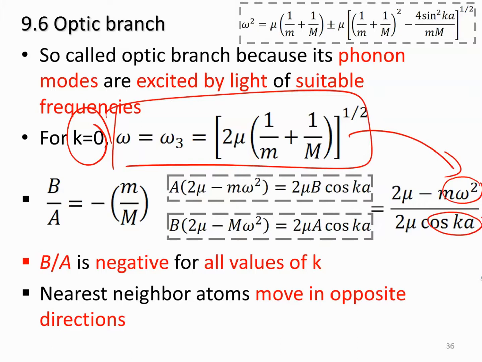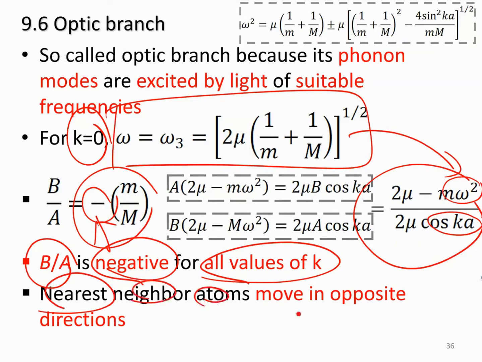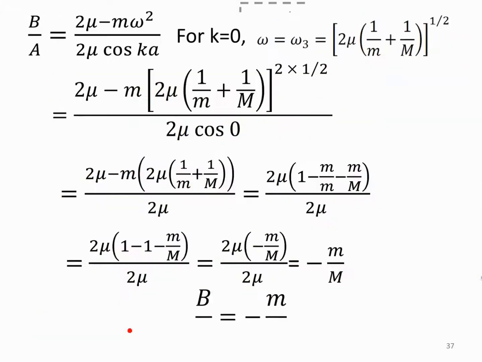Okay, then after you solve it, you'll get B over A. You solve this equation, you get B over A equal to M, small letter m over capital letter M. And you will see the negative here. This negative indicates that the amplitude of the heavy atom always has the opposite direction to the amplitude of the light atom. So B over A is the amplitude of the heavy atom over the amplitude of the light atom, and it's negative. It's negative for all values of K, no matter what value of K you substitute. It means that the nearest neighbor atoms move in opposite directions.